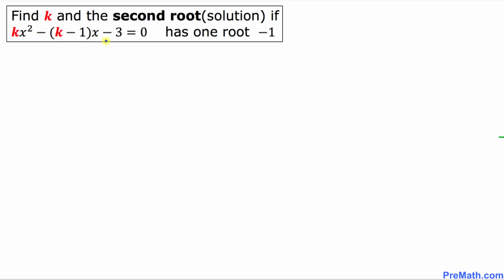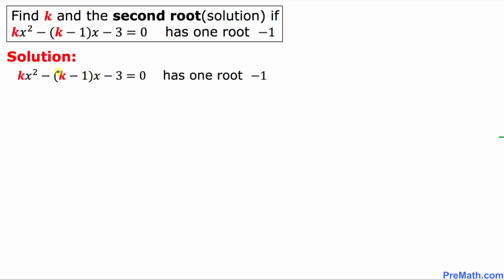In this video tutorial, we are going to find the k value and the second root if this given quadratic equation has one root which is -1. So now let's go ahead and get started with our solution. As we know that this given quadratic equation has one root which is -1, I can say that this root is x equal to -1. So wherever we see x variables in this quadratic equation, we are going to replace it by -1. Let's go ahead and do this thing.